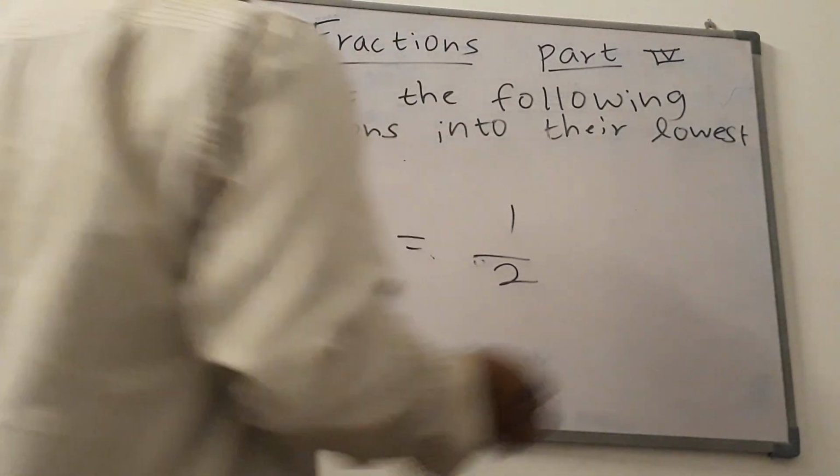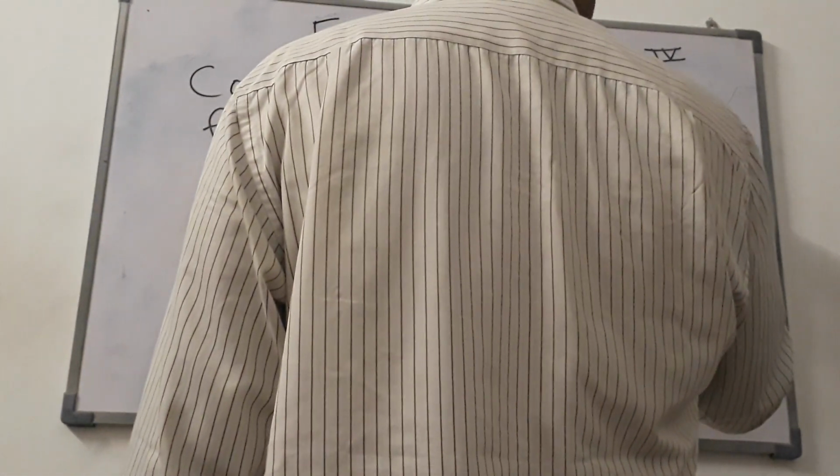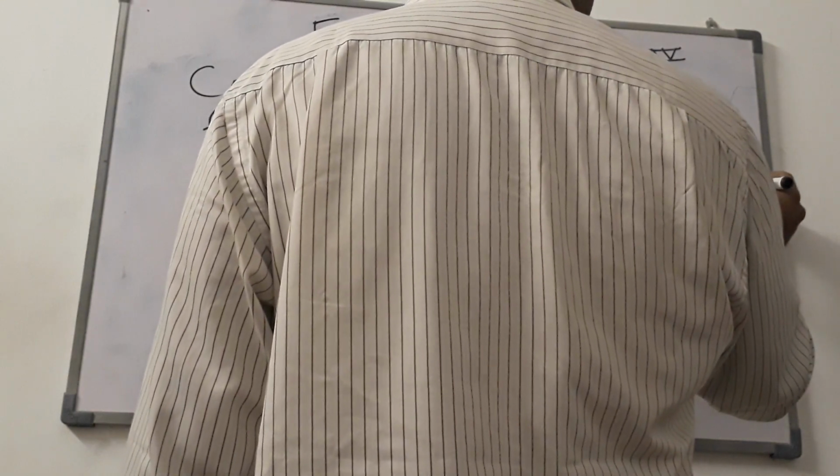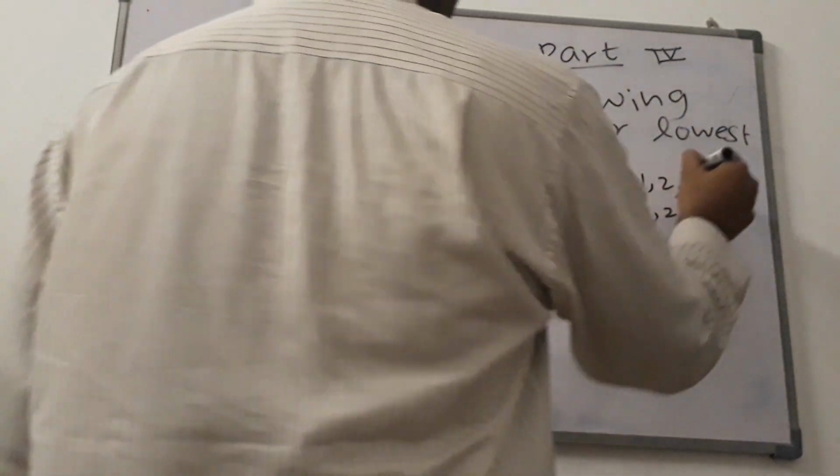16 means factors are 1, 2, 4, 8 and 16. 8 means 1, 2, 4 and 8. So highest common factor is 8.